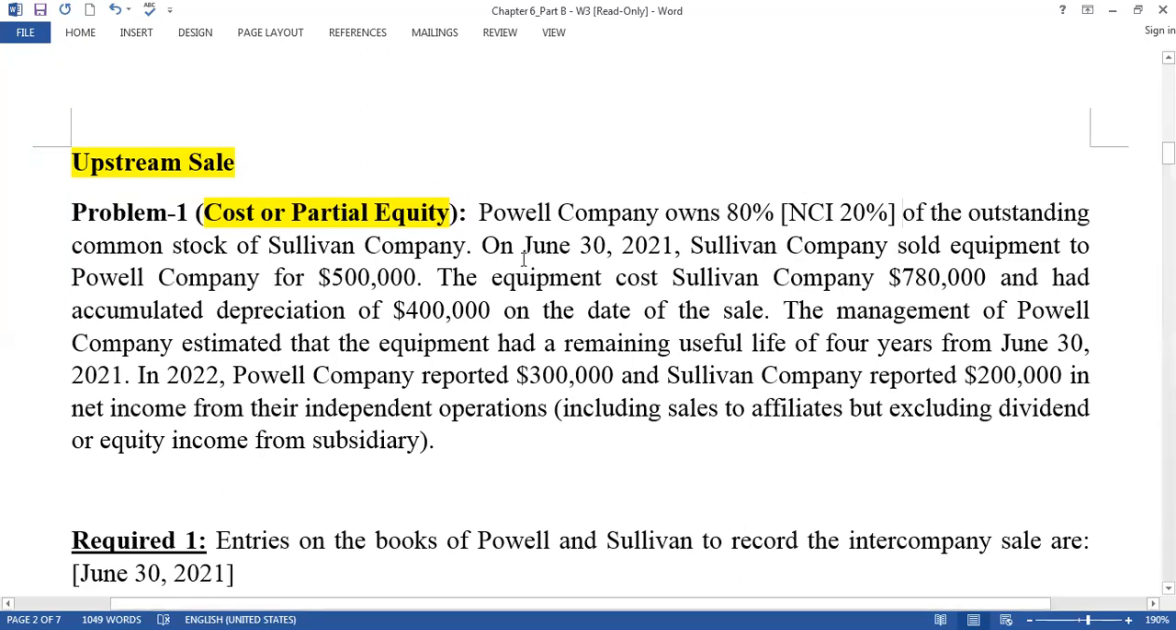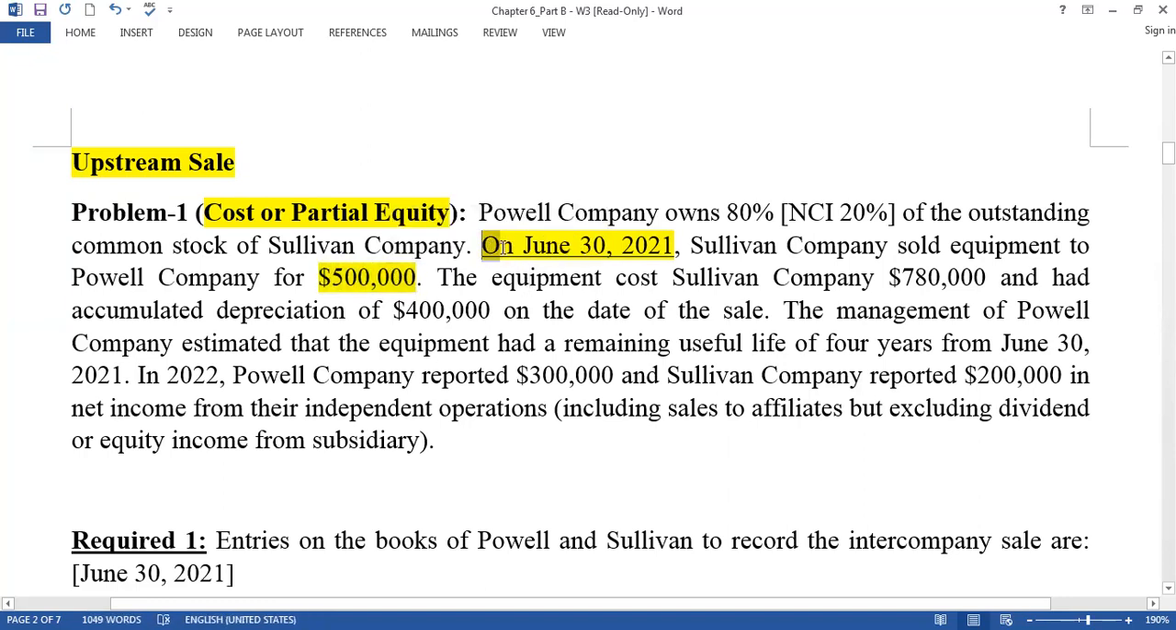And this date is important. On June 30, 2021, subsidiary company sold equipment to parent company for $500,000. So this $500,000 is the selling price of subsidiary, right? This is the selling price of subsidiary, but this is the purchase price of parent. You understand? That means it is the cost of parent, but sales price of subsidiary. So this number is important to calculate gain or loss.